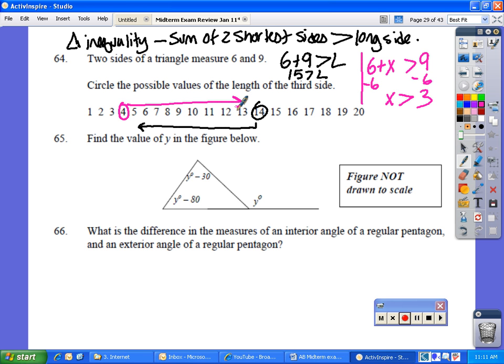Which values do they give us? Well, that gives us all the numbers in between and including 4 and 14.